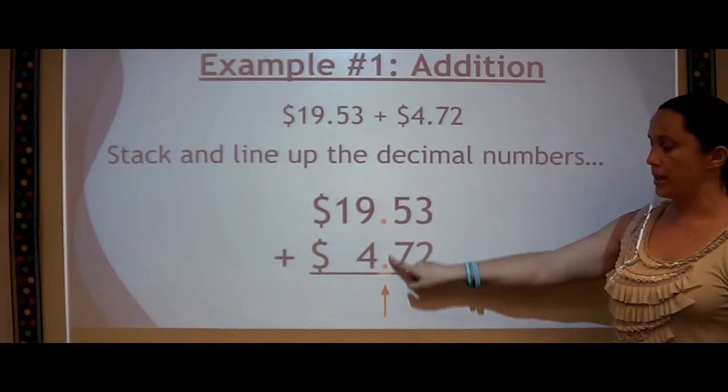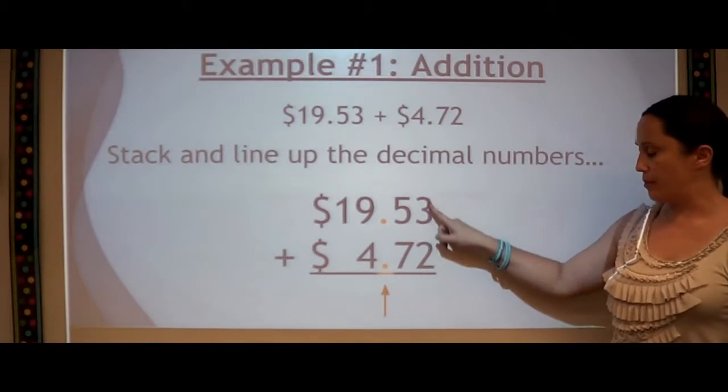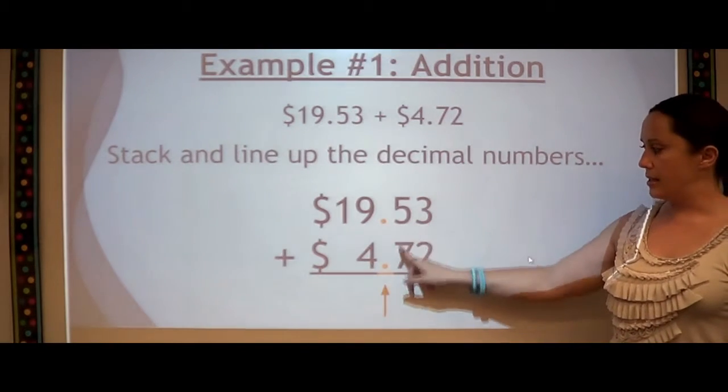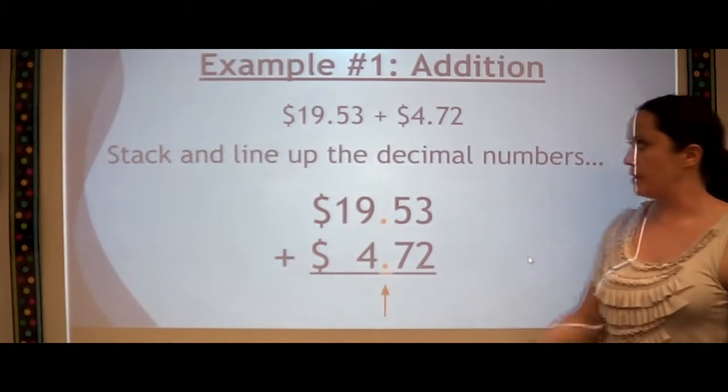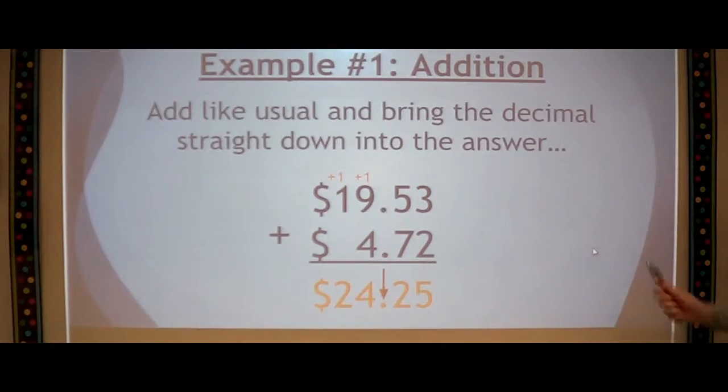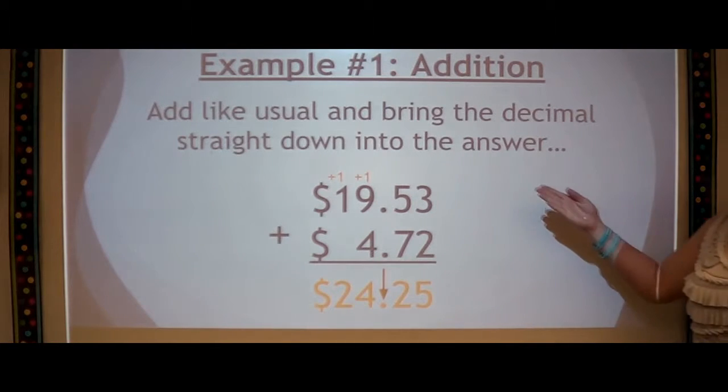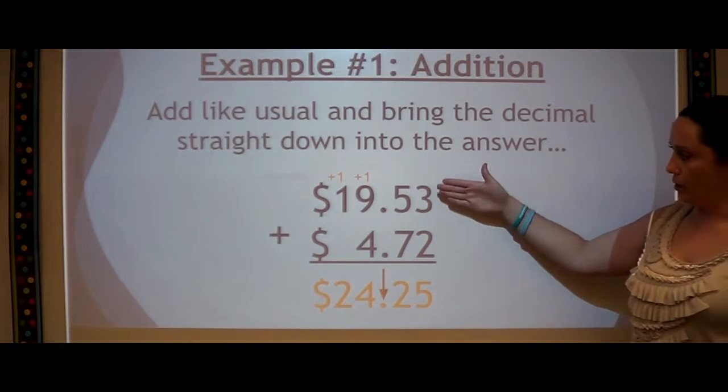So our first tip from our tips for success would be to stack our two numbers and line up those important decimals. We want to make sure we're lining up the hundredths or the pennies, the dimes or the tenths, as well as the ones place and the tens place. Once you've done that, like we mentioned before, you're going to add like usual.